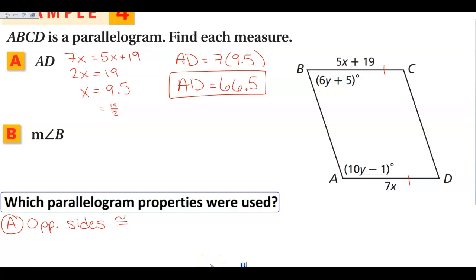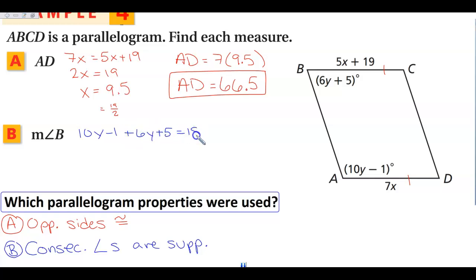Then for part B, I want to find the measure of angle B. These two angles are the angle measures that I have expressions for. They are angles that are next to each other, so they are consecutive. So my property that I'm going to use, can't spell consecutive, is that consecutive angles are supplementary. So I'm going to take 10y minus 1 plus 6y plus 5, and that is going to be equal to 180 degrees.